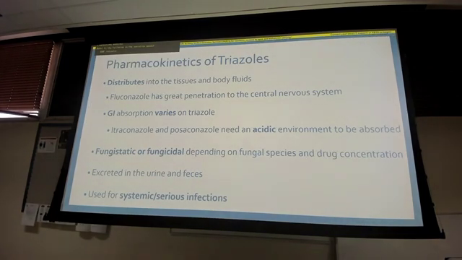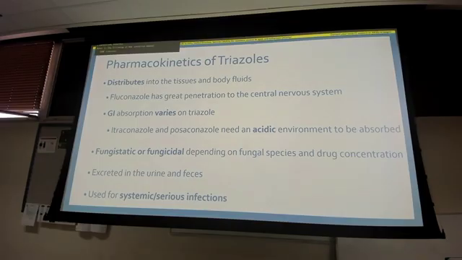So with our triazoles, they distribute in the tissues and body fluids. Fluconazole is great. It has great concentrations pretty much everywhere in the body, including the central nervous system. Again, the GI absorption is going to vary on the triazole, but we'll talk about that.